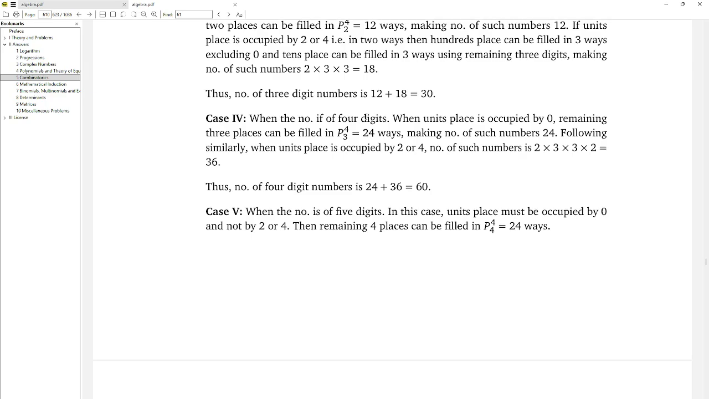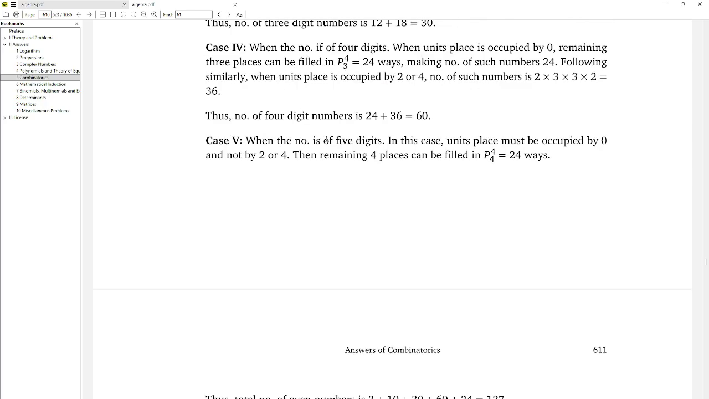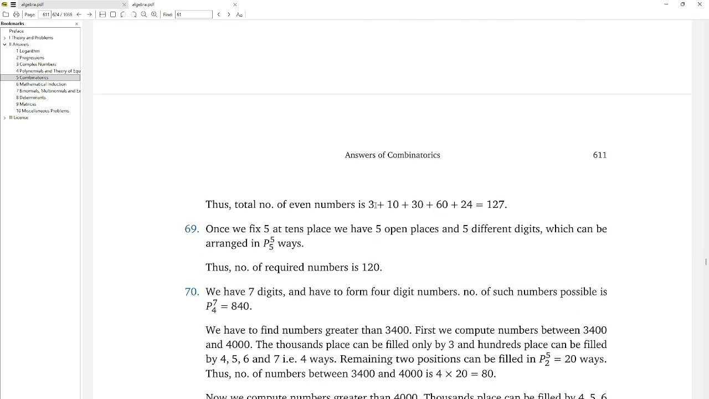When the number is of 4 digits, when the units place is occupied by 0, the remaining 3 places can be filled in 4P3 ways. So total 24 numbers. Following like the previous ones, when the units place is occupied by 2 or 4, the total number of such numbers will be 2 multiplied by 3 multiplied by 3 multiplied by 2, that is 36. The total number of 4-digit numbers is 24 plus 36, which is equal to 60. When the number is of 5 digits, the units place must be occupied by 0 and not by 2 or 4. So the remaining 4 places can be filled in 4P4, that is 24 ways. So the total number of even numbers is 3 plus 10 plus 30 plus 60 plus 24, that is 127.